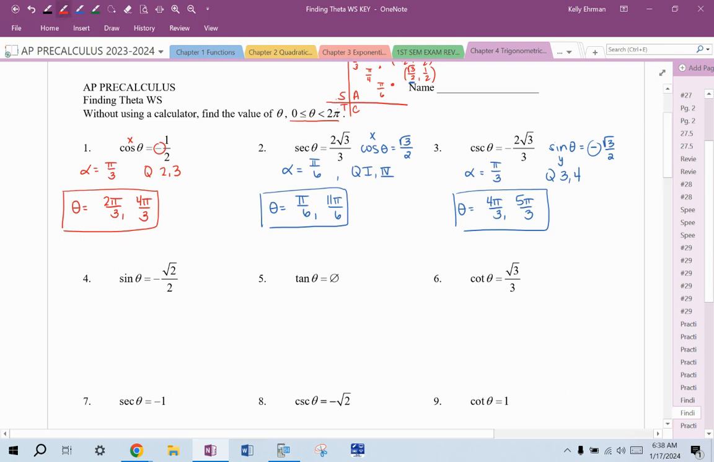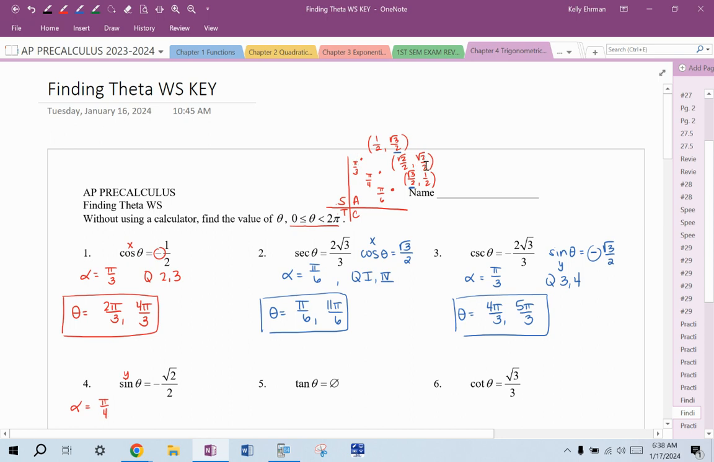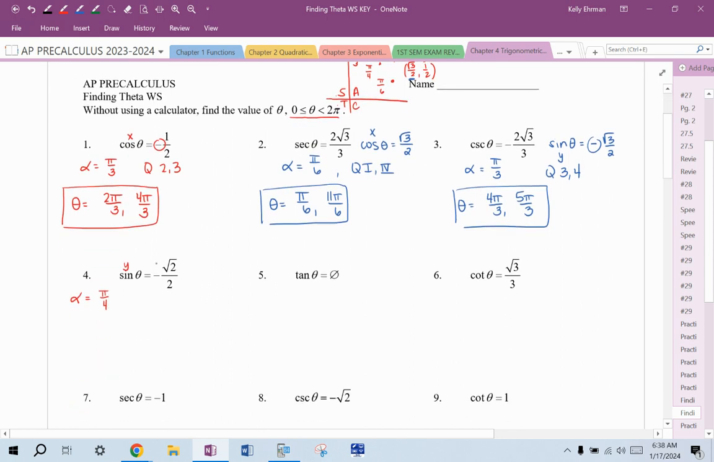Okay, when is sine theta radical 2 over 2? So when is the y-coordinate radical 2 over 2? That should be an easy one to pick out. The reference angle is pi over 4. It's the only angle in quadrant 1 that has radical 2 involved. And then sine is negative in quadrants 3 and 4. So give the pi over 4 angle in quadrant 3. So that's 5 pi over 4. And give the quadrant 4 angle, 7 pi over 4.